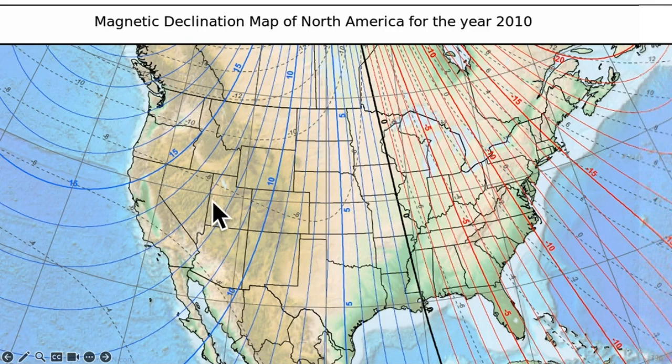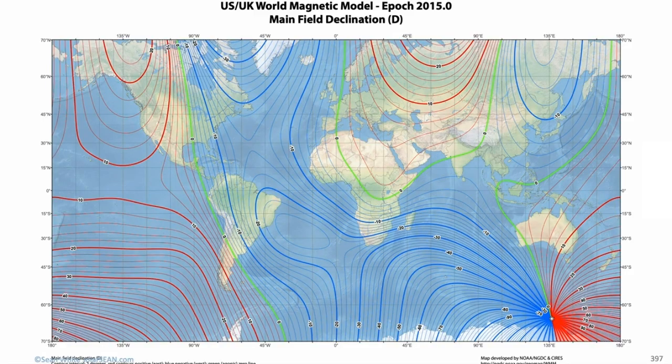So there it is for the United States. We can see our magnetic declination map, see where you live, what the magnetic declination is. If you're near the Mississippi River, you don't really have to do any corrections because you're near the zero line. Sometimes these are called isogonic lines. There we have it for 2015.